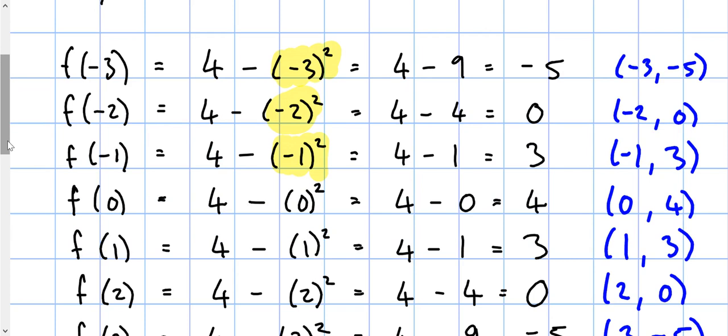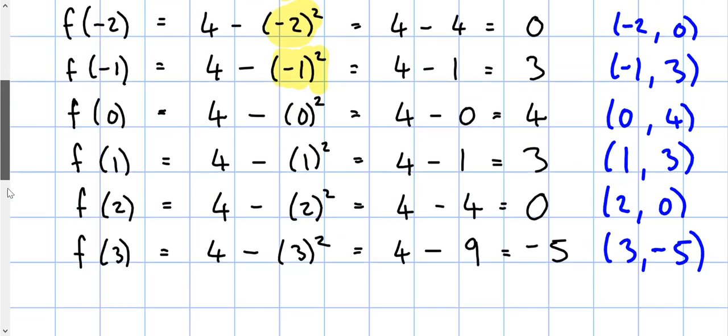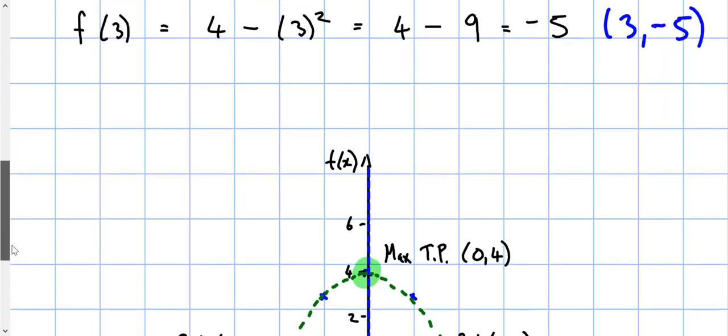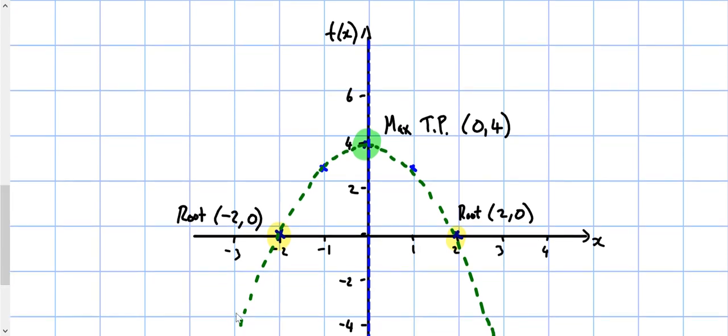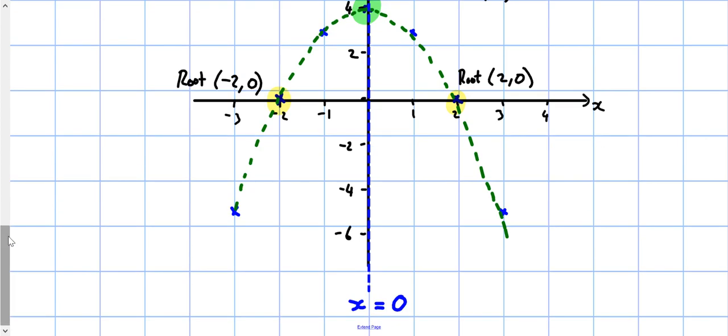Okay, so I've got all my coordinates there written out. Now it's a case of drawing it. So notice this time that I've got a maximum turning point, if you like. It goes up like this, hits the middle and back down the other side. So the root at minus 2, 0, your other root at 2, 0, axis of symmetry line looks like right in the middle, so that will be x equals 0 again. There we are.